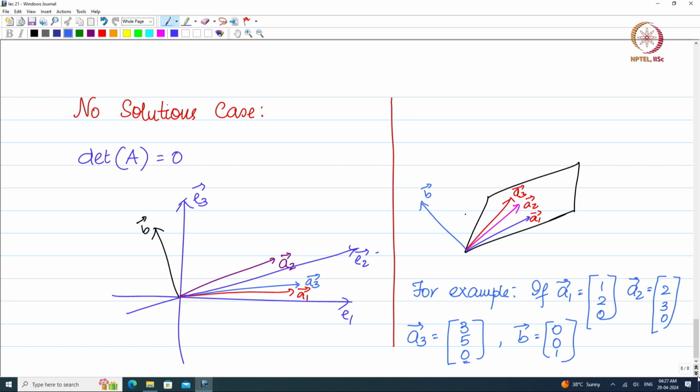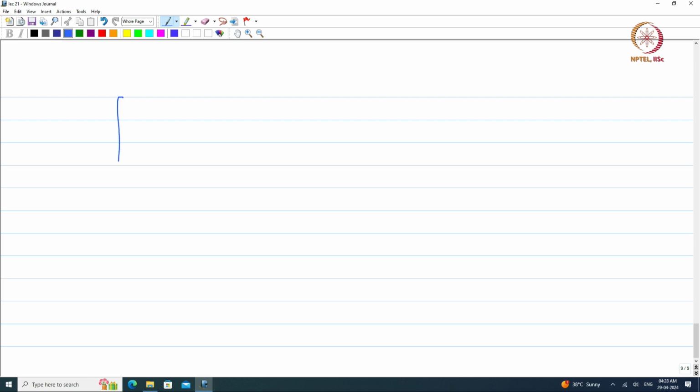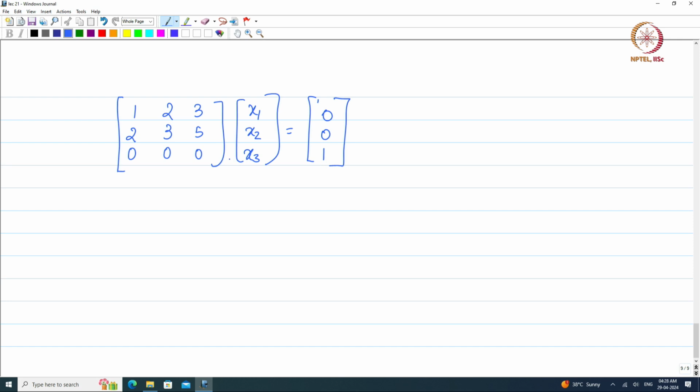The corresponding system of equations in this case is going to be the matrix with rows 1 2 0, 2 3 0, 3 5 0, times x1 x2 x3, equal to 0 0 1. It is very clear that if you look at 0 x1 plus 0 x2 plus 0 x3, the last equation is going to give me 1. So, this corresponds to an inconsistent system.